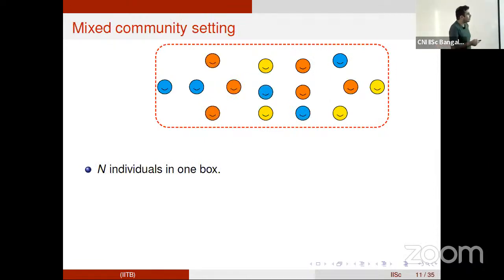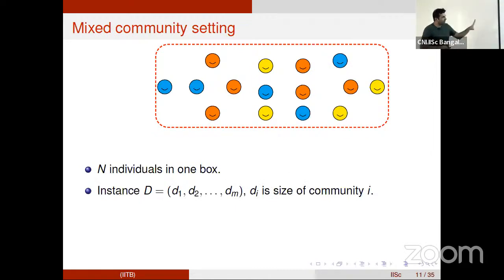Okay, so let's begin with this mixed community setting where you have all the n individuals in one box. These individuals belong to different communities. You have an underlying instance, which I'll denote by D, and this D has the sizes of each community. So Di denotes the size of community i. This is not known a priori to us, but this is the underlying instance.